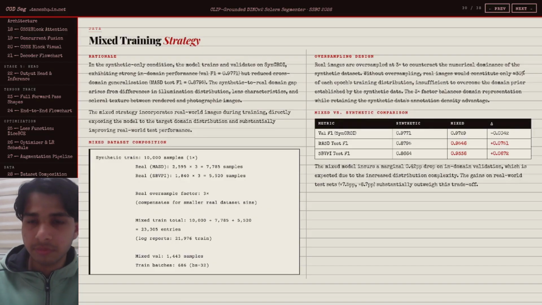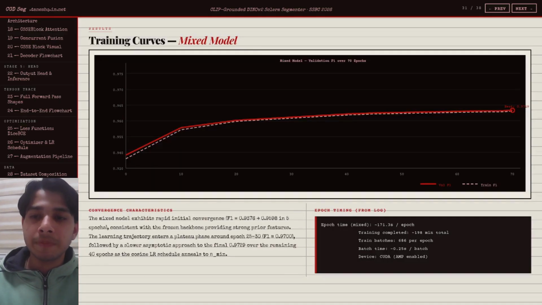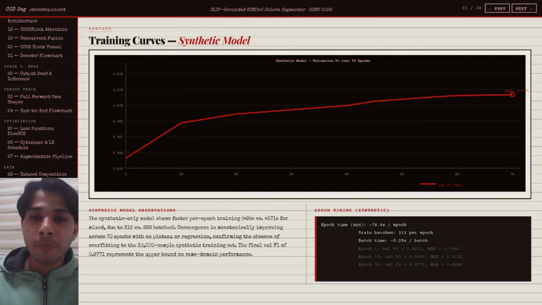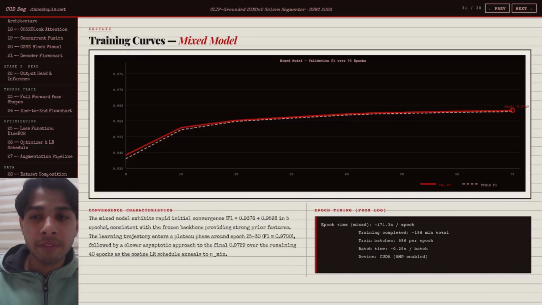The learning curve here shows a healthy training run. It rises steeply in the first few epochs. The frozen foundation features are already highly informative from day one, so the trainable components converge quickly. Then it flattens into a long gradual improvement as the cosine learning rate schedule anneals.